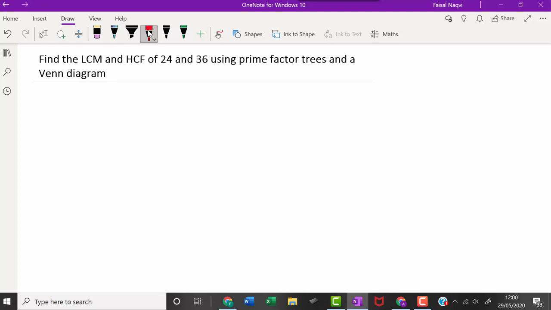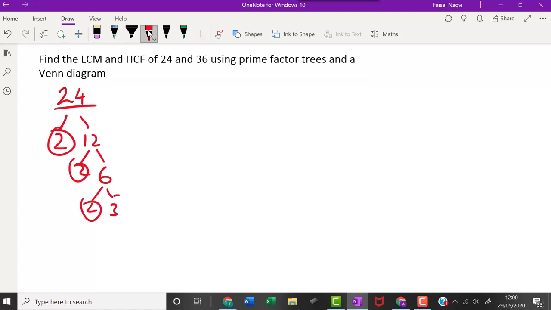Okay, if we take a look at this one. If we take 24 first, to make the product of primes for 24, I have 2 and 12. 2 is a prime number. I have 2 and 6. Again, 2 is a prime number. And I have 2 and 3. Both are prime numbers. So that's 2 times 2 times 2 times 3.